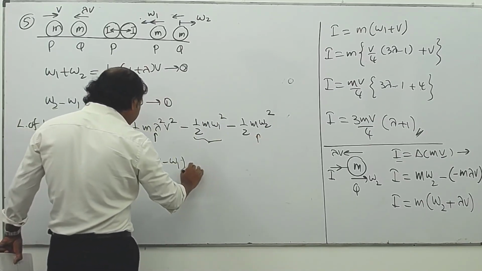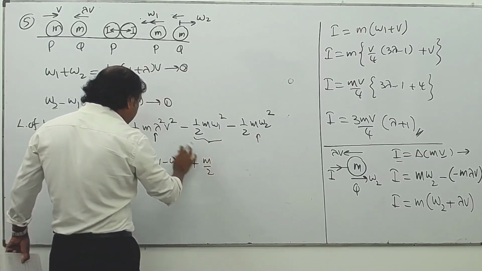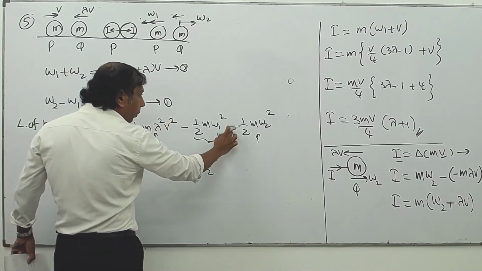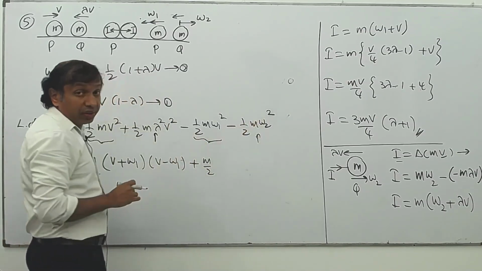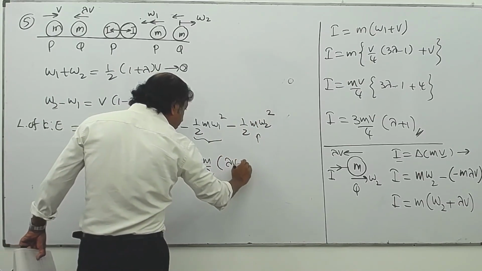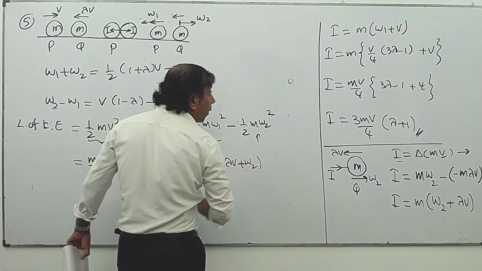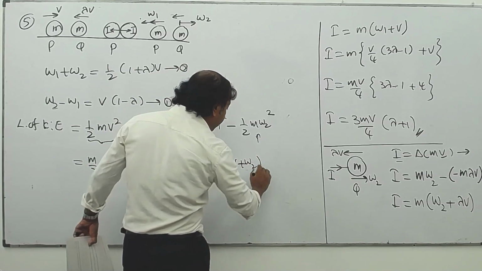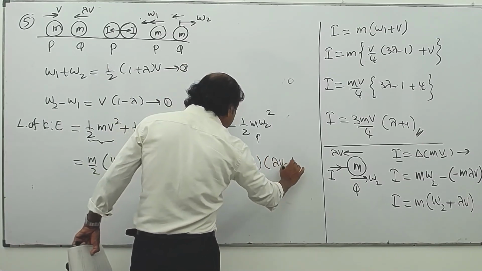Then take this and this again. There also you can take m by 2 out: lambda squared v squared minus w2 squared. That also you can factorize. What is that? Lambda v plus w2 and lambda v minus w2.